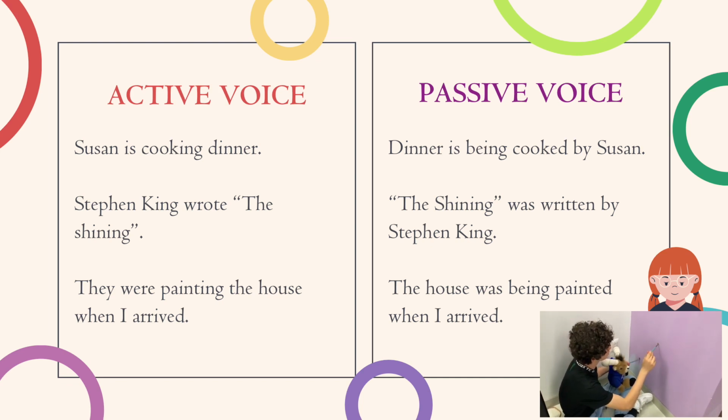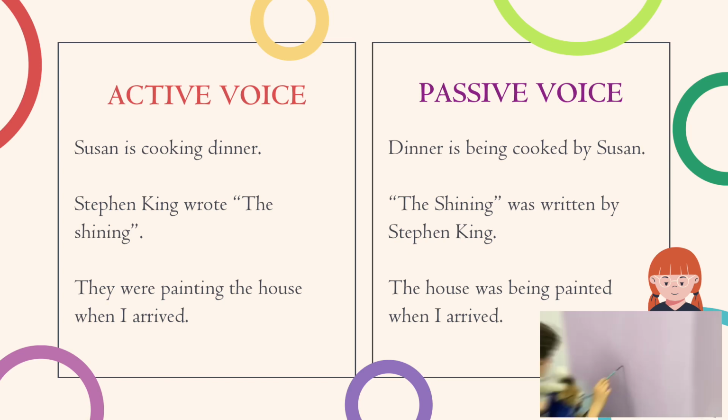They were painting the house when I arrived. This is an example of active voice. The house was being painted when I arrived. This is an example of passive voice.